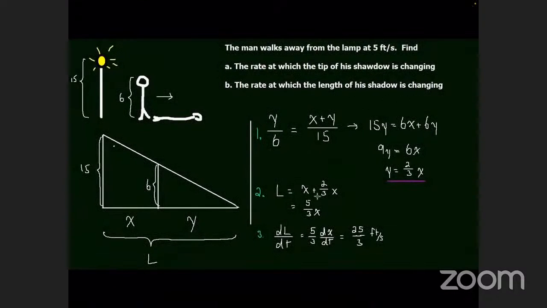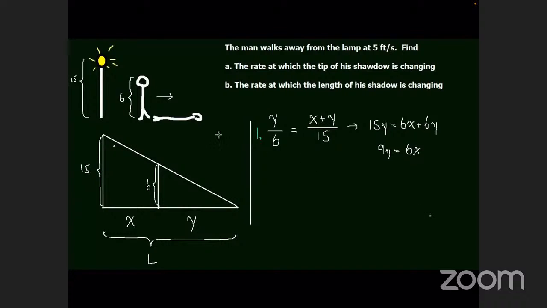Okay, so let's look at the next question. The rate at which the length of his shadow is changing. Well, looking at this diagram, what is that going to be? The length of his shadow is y, so the rate at which his shadow changes is dy/dt. So now let's go back to this step where we said y equals 2/3 x. Now let's solve for x. X equals what? 3/2 y.